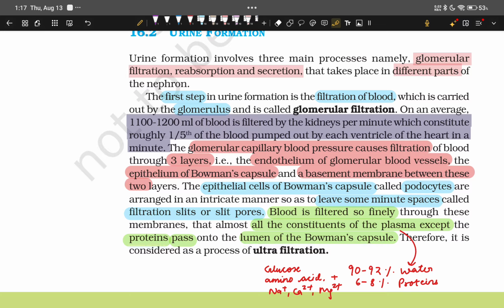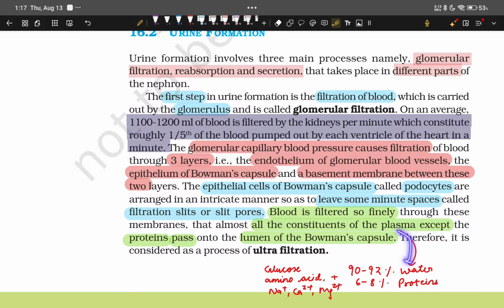And what does plasma have? Which means, what does the filtrate have? Basically, I'm talking about what the filtrate has, because I want to mention that these substances include certain substances which are essential for our body and also include non-essential substances. So we have to reabsorb the essential substances, and we have to remove the non-essential substances.